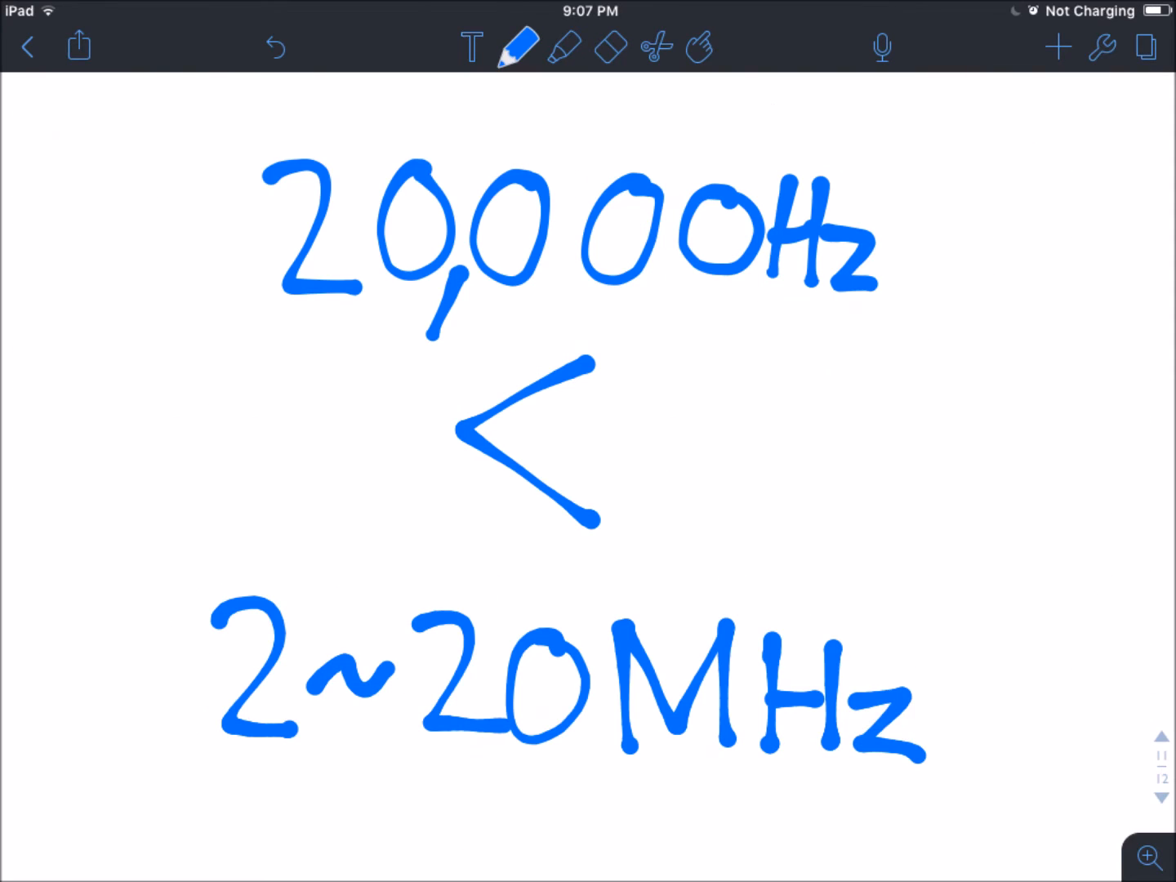Humans can only hear sounds up to about 20,000 Hz, but ultrasound, defined as any wave above 20,000 Hz, is usually 2 to 20 MHz in medical imaging.